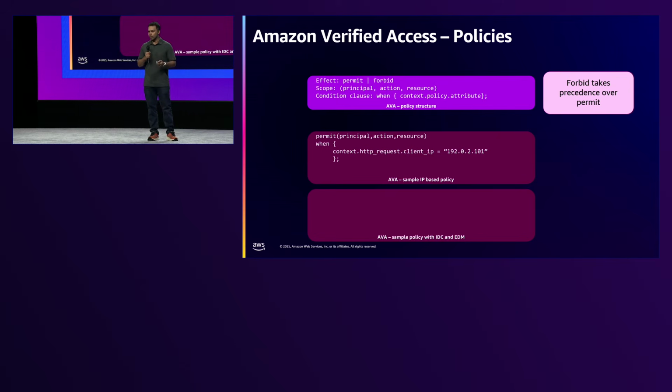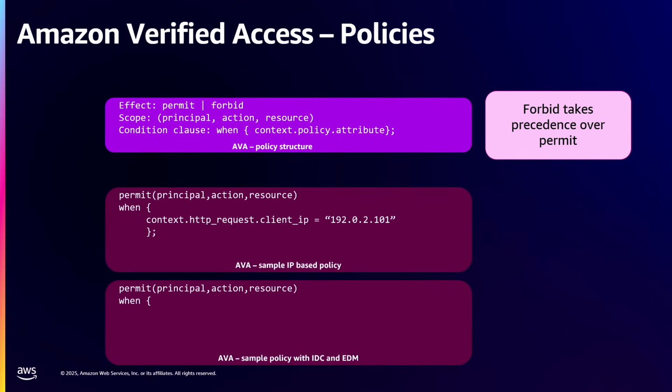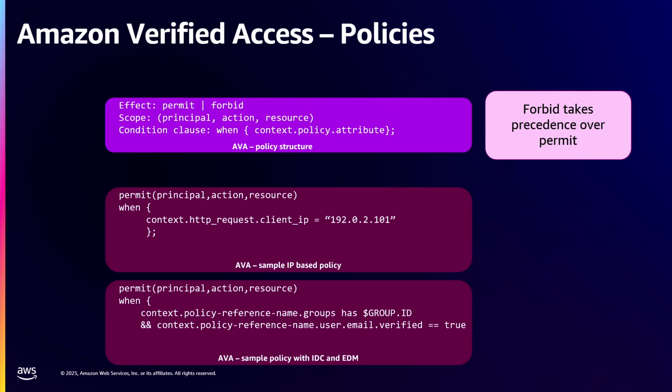Let's look at a slightly more involved policy now. So in this case, I'm saying allow the request only if the user is part of a specific identity provider group. For example, the user might be a part of an HR group or a finance group defined within the identity provider. Additionally, allow the request only if the user's email ID is verified.